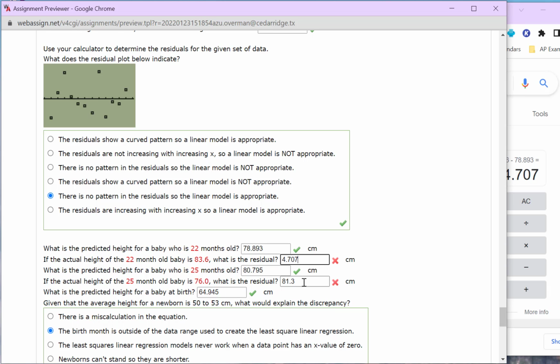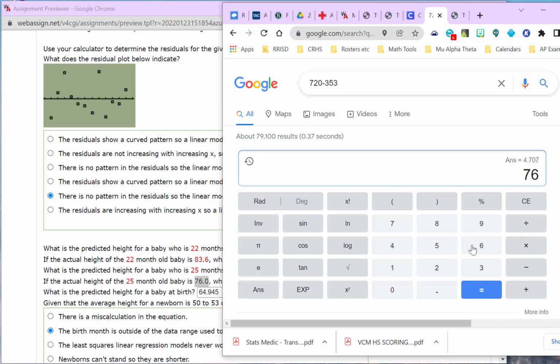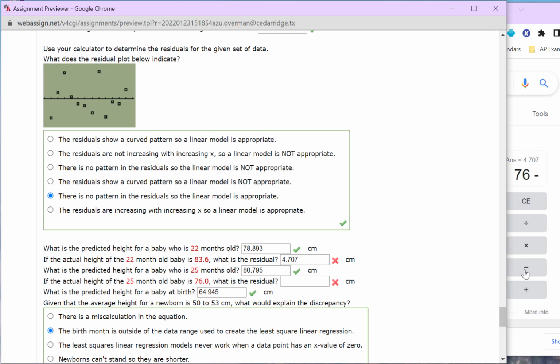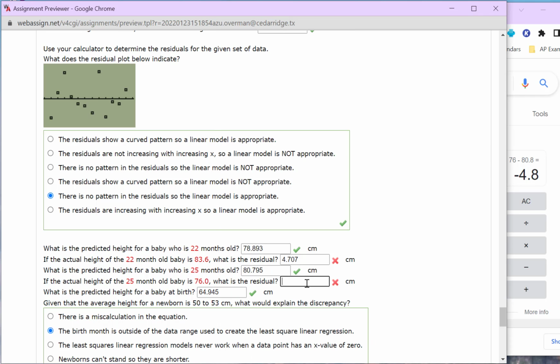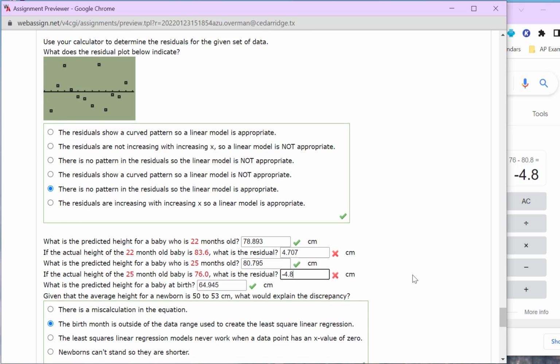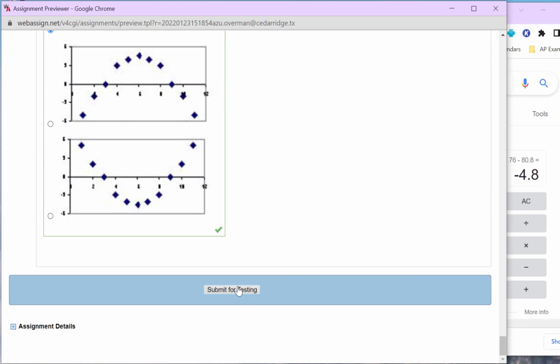I thought I was going to ask for residuals in this problem. Why aren't I asking residuals? Apparently I did. All right, Mrs. Overman can't read her own question. So for 76, the predicted height was 80.795, pretty much 80.8, but the actual was 76. Always do actual first, minus 80.8. That should work. This should be a negative number, negative 4.8. So I'm going to put that negative 4.8 in. Sorry if I confused you on that and you're like, that didn't work. I'm sorry.